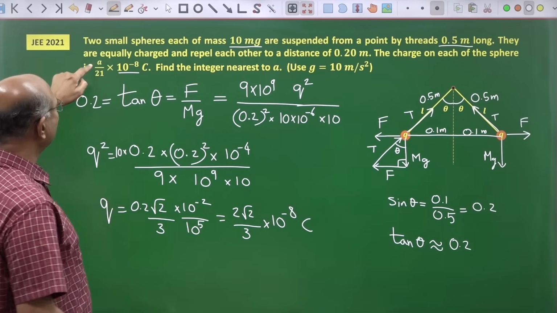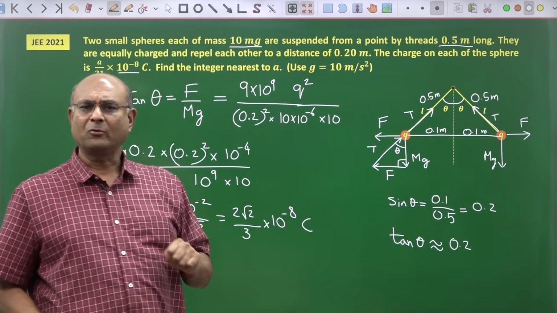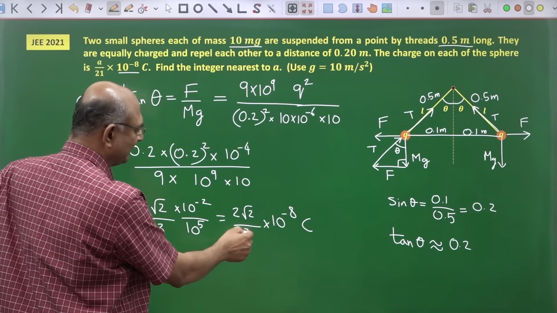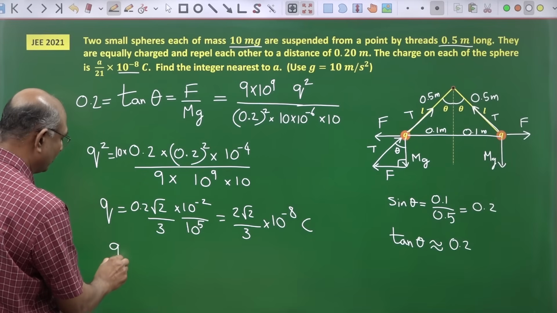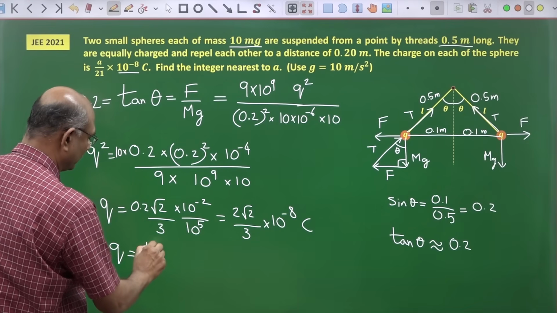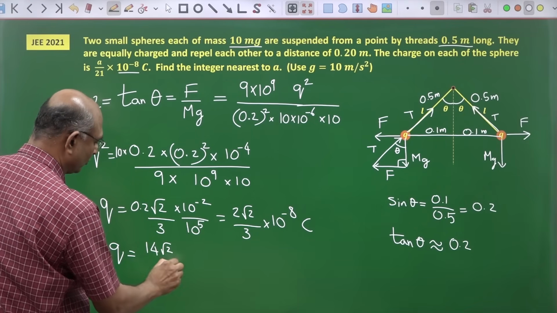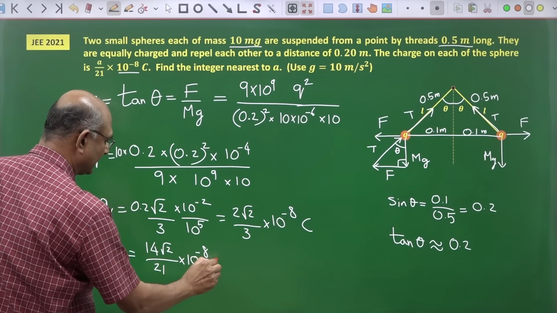Is this how you want it? No, you want it by 21. You don't want it by 3. You want it by 21. How do I get it by 21? Multiply by 7, you will get 21. That means numerator also you must multiply by 7. So I can write Q, if I multiply by 7, numerator and denominator, this will be 14 root 2 by 21 into 10 power minus 8 Coulomb.